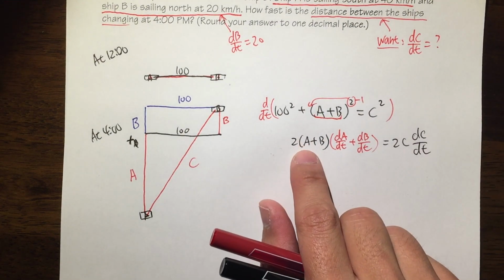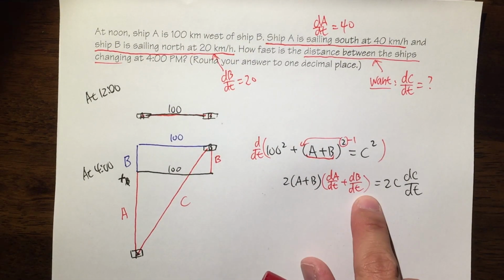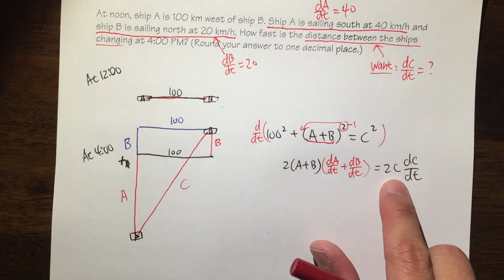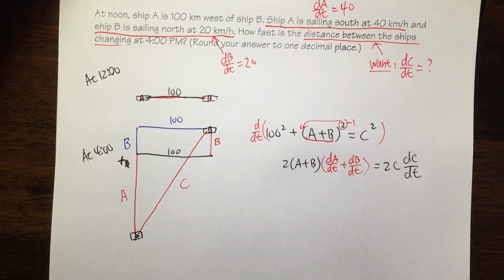And now we just have to figure out A and B. We are given dA/dt and dB/dt already. We also need to figure out C, and then dC/dt should be solvable from the rest.